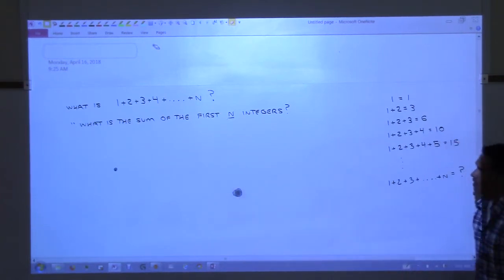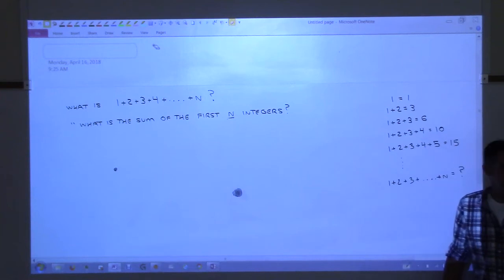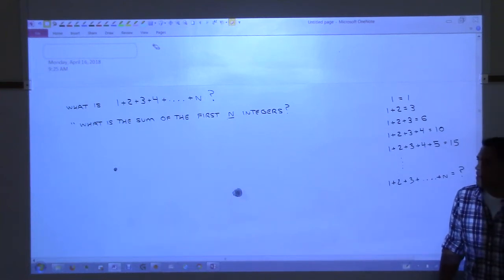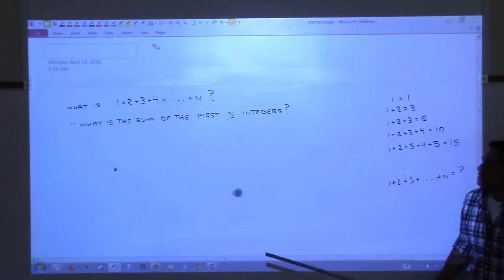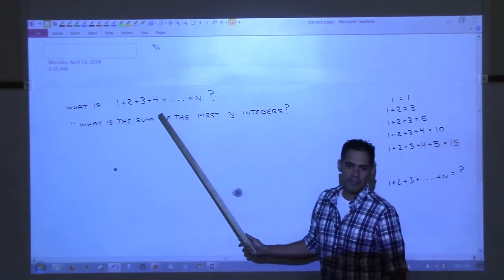I always tell my students about this. I don't know if it's a myth. People argue that it is a myth. That there was a first grader back in the late 1800s. I might have that wrong too. But anyway, his last name was Gauss. And there's a story about him that when he was in first grade, the teacher came into the class and asked the students to find this sum.